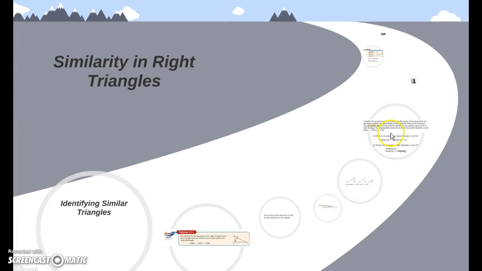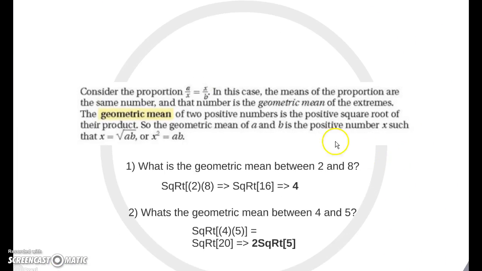So, moving forward, example two. Consider this proportion right here. Everyone likes a nice fraction. Notice we have an x in this, alright? In this case, that means the proportions are of the same number, and that this is the geometric mean of the extremes. If we were to cross multiply this right here, let's just think about that.